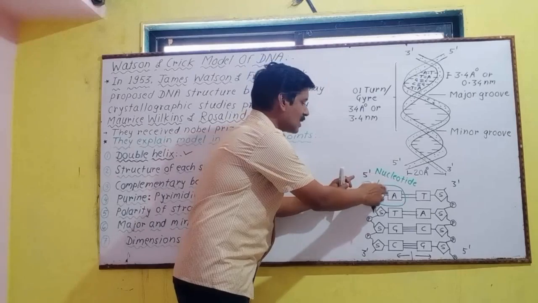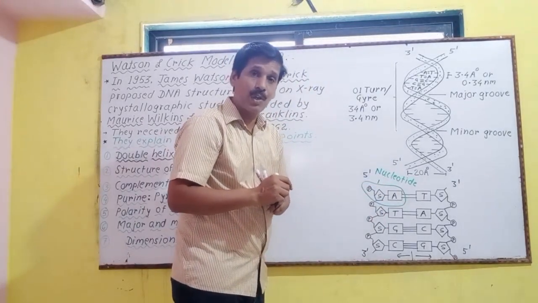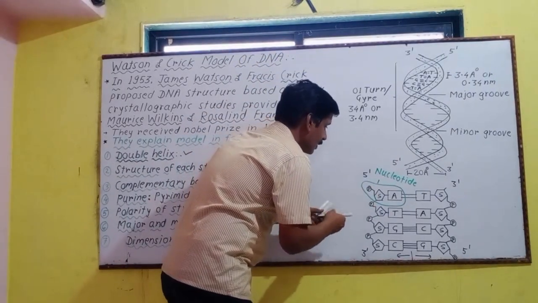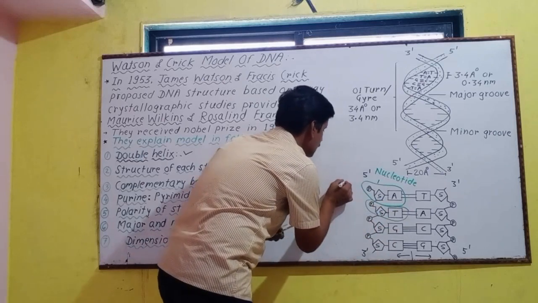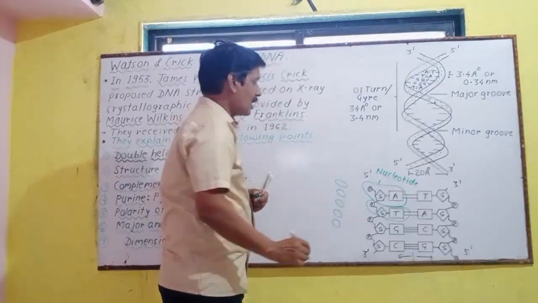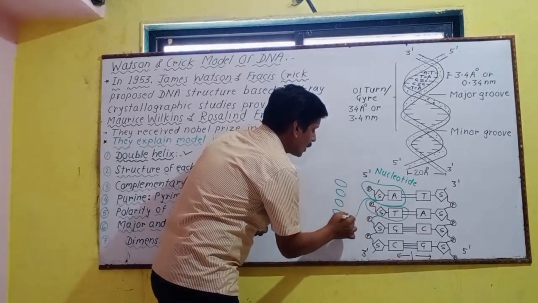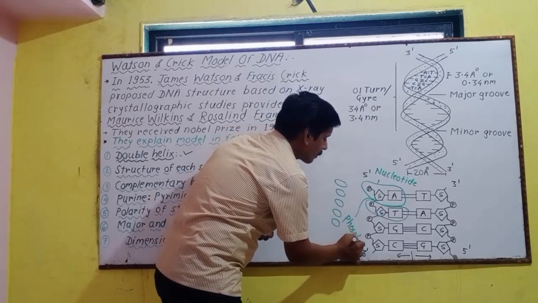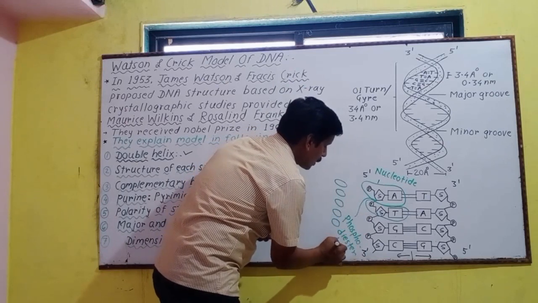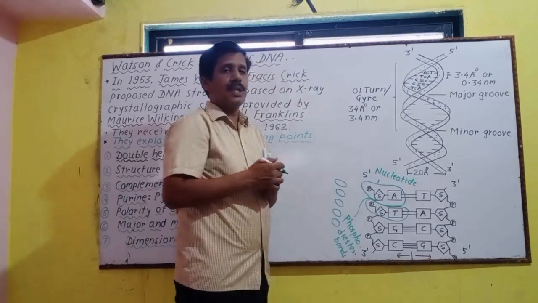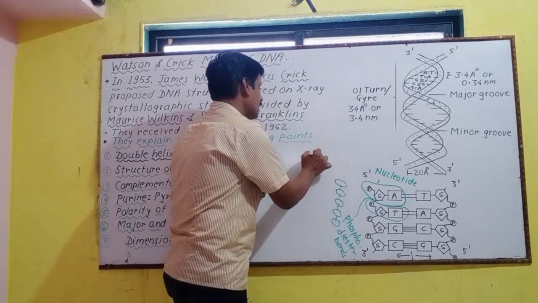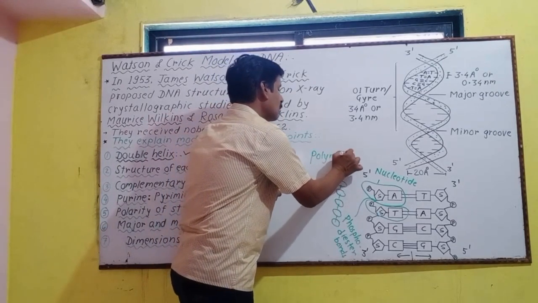Each strand of the DNA molecule consists of one nucleotide, then a second nucleotide, and like this, a number of nucleotides are present in each strand. The adjacent nucleotides get joined together with the help of phosphodiester bonds, and in this way there is a formation of a long chain. This chain is called the polynucleotide chain.